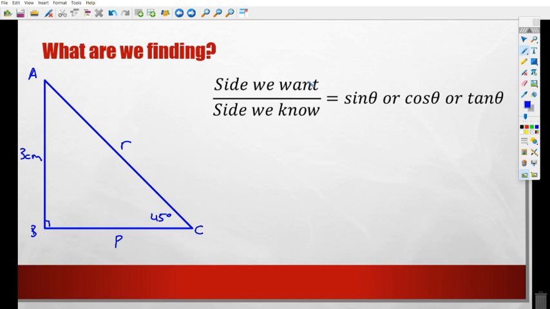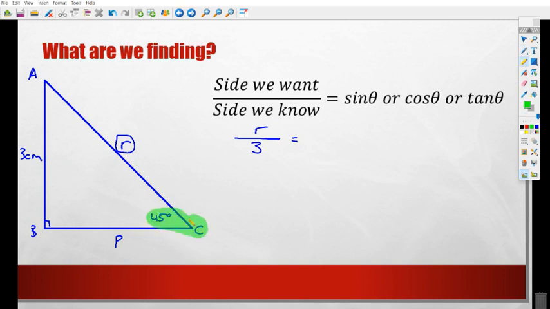Right, so again, we want the side we want. Okay, what's the side we want? If I'm looking for letter R first, I want R over, what's the side we know? Okay, I don't know what P is, but I know what 3 is. Very good. Alright, so we are working with this angle over here, the one that they gave us.